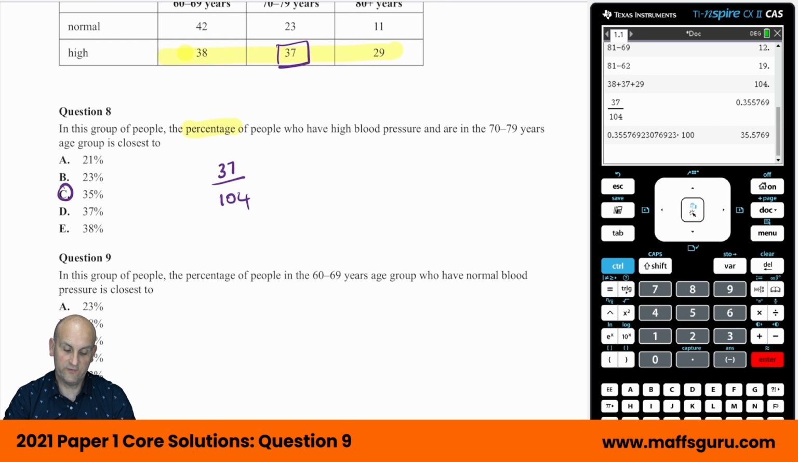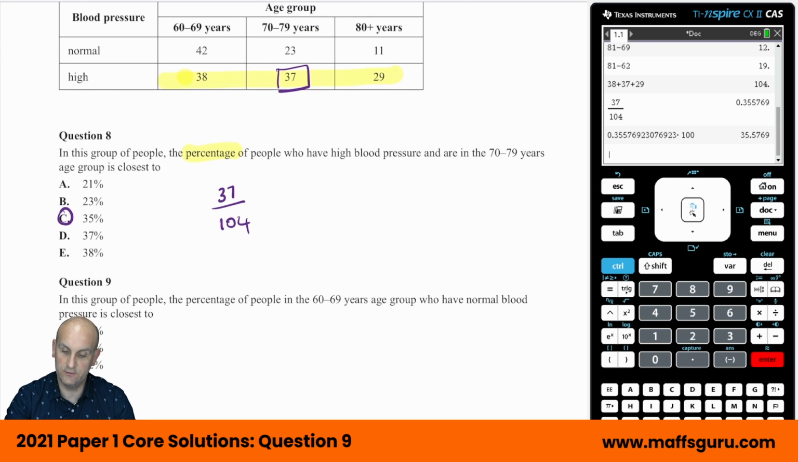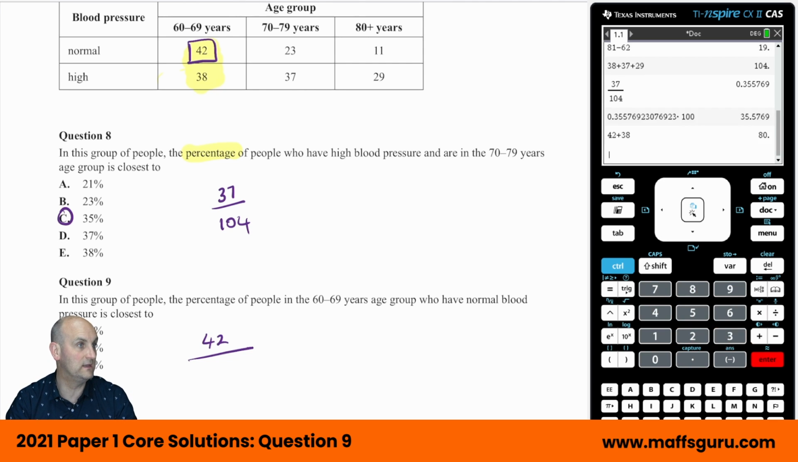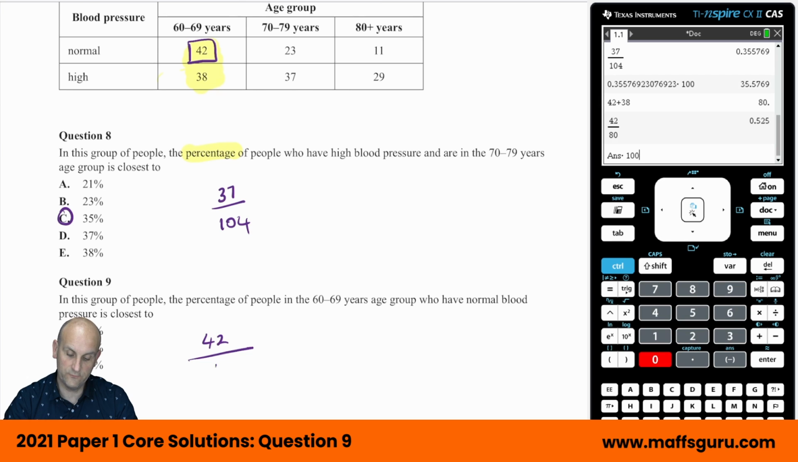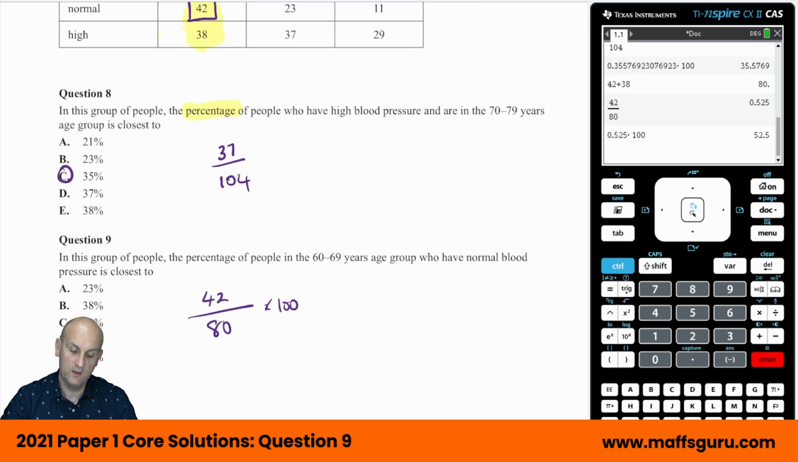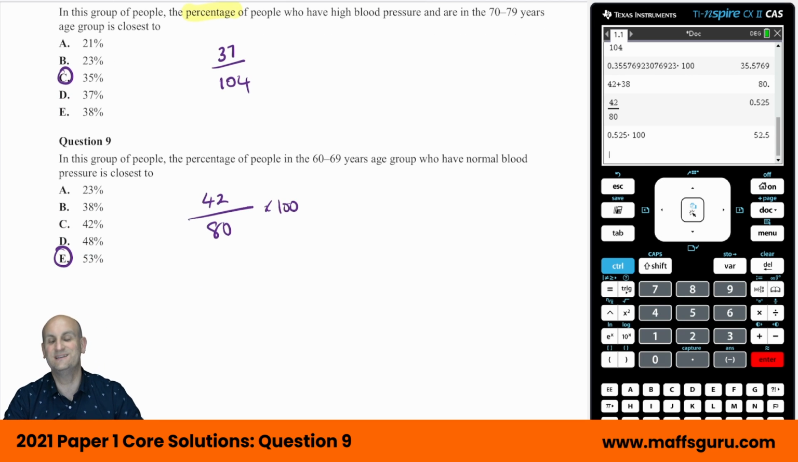Okay, question 9 goes on to say, in this group of people, the percentage of people in the 60 to 69 years age group who have normal blood pressure is equal to... I'm going to rub this out now because we're dealing with the 60 to 69 years age group, so now we've got normal blood pressure. So there is 42 out of, so 42 divided by, let's add those two together first, 42 plus 38 gives me 80. 42 divided by 80 times 100 is my working out, 52.5, which gives me E as my correct answer again, because it's nearest to.